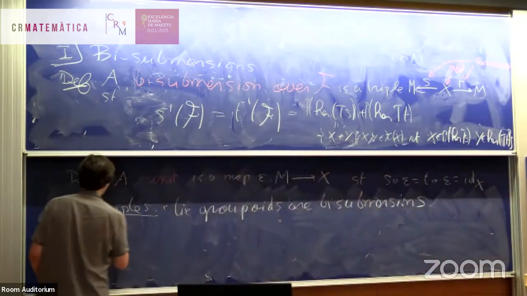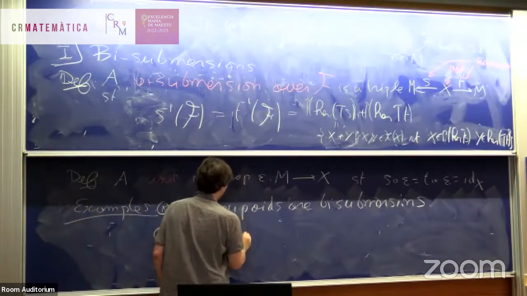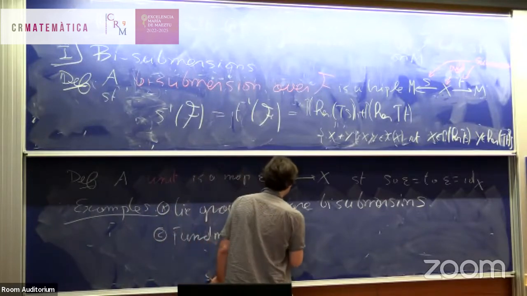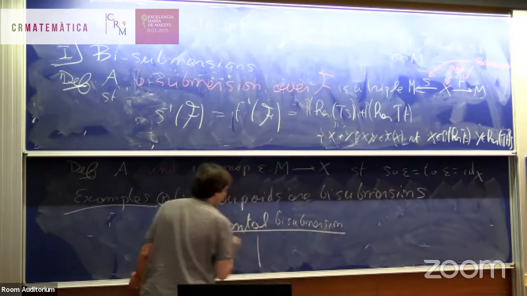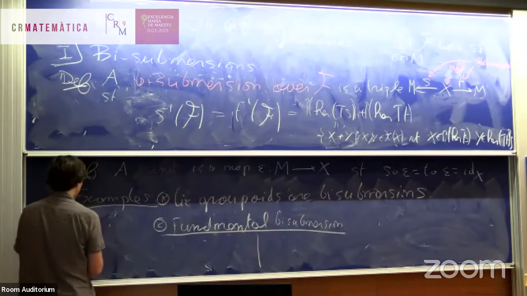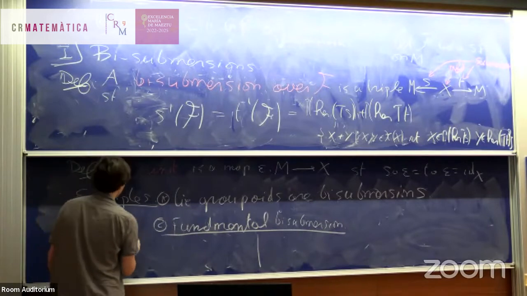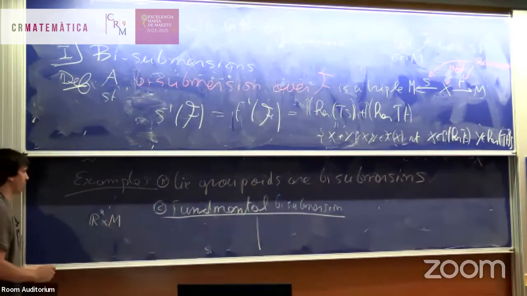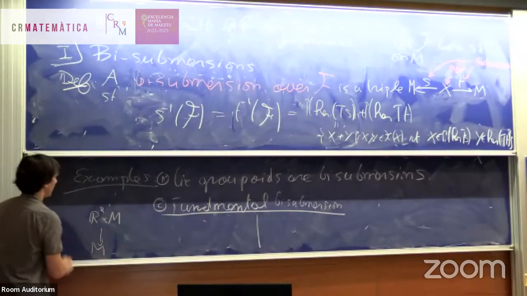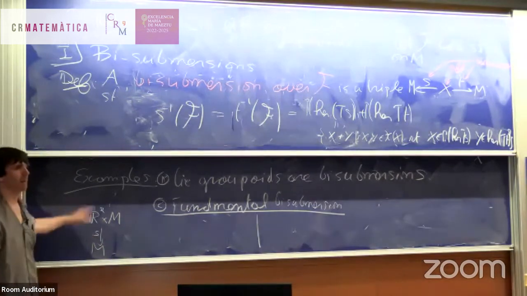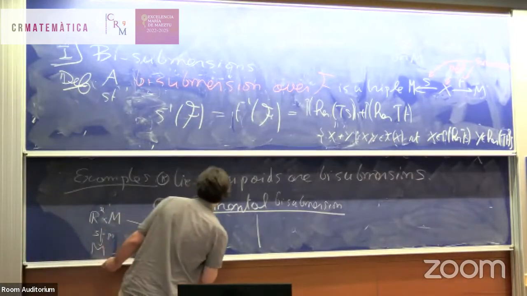Second example is called the fundamental bisubmersion. I give two versions of this. It's like this. So you have a map from R^r times M. Take R^r times M. It's not X yet. And I will do two things. Source will be a map to M, just projection.